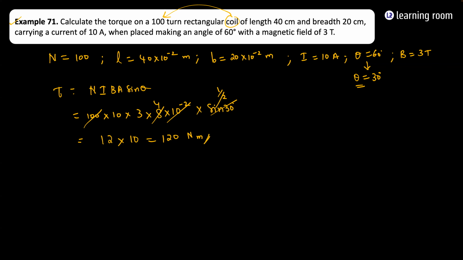L into B is 800 into 10 power minus 4, because it's in centimeter, no? It's getting multiplied, you're not adding them. When you're multiplying 10 power minus 2, you'll get multiplied with 10 power minus 2, because both are in centimeter, no? 1 centimeter square is 10 power minus 4 meters square. Okay.